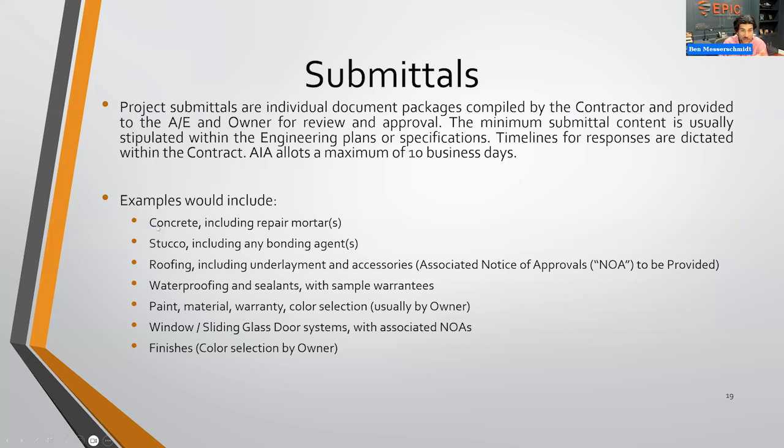Some other examples, like I said, you have concrete with repair mortars, stucco, but also including bonding agents if you need it, roofing material, underlayment, accessories, NOAs, other items, and sample warranties are also going to be critical as well.